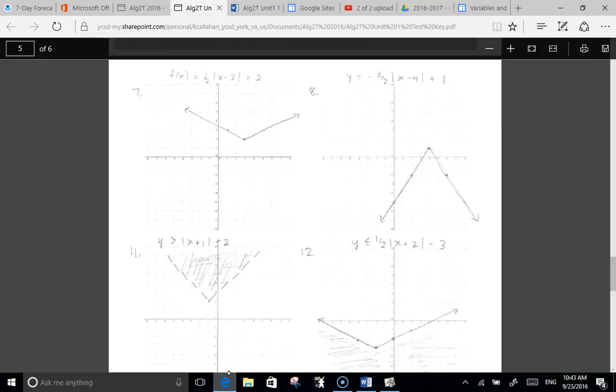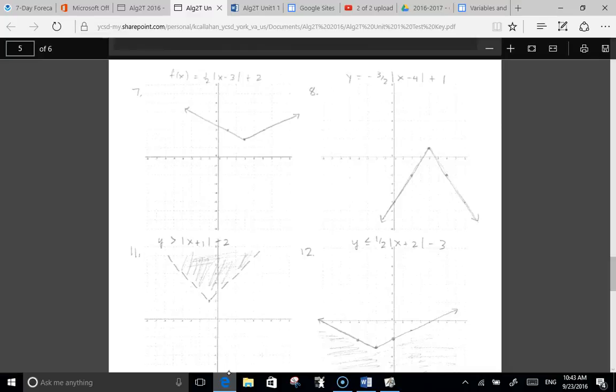So shifted 3 to the right and 2 up means 3 to the right, 2 up, and you ended up somewhere else. And let's see, the slope is a half, so that means, again, you got to know slope. Up 1, right 2, up 1, left 2. That's it. How about this one?